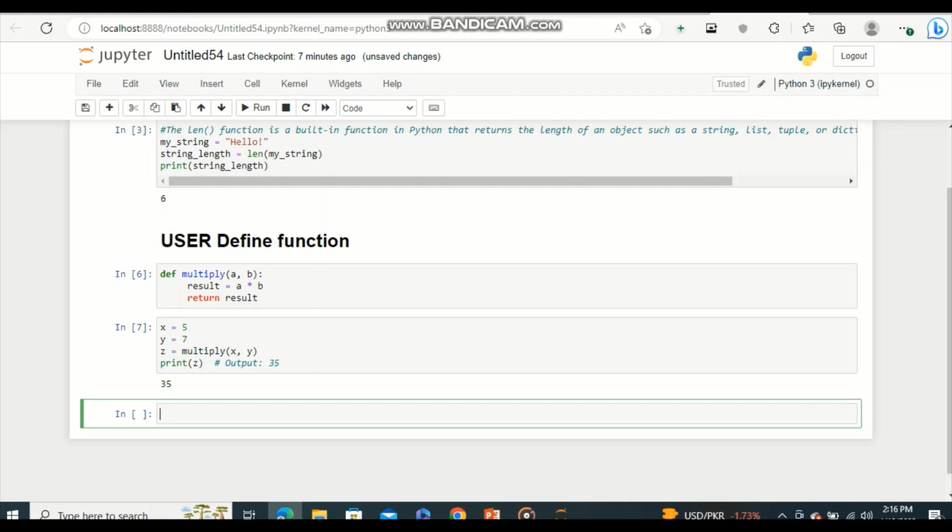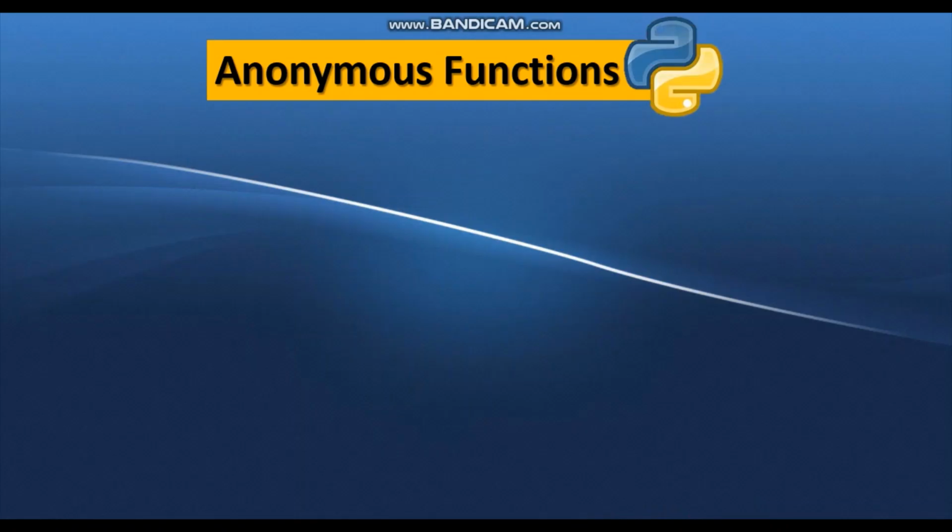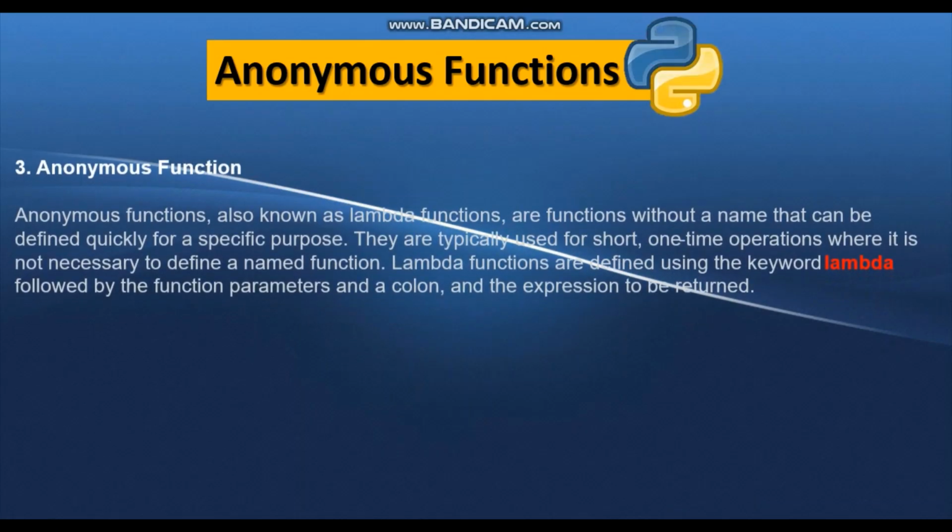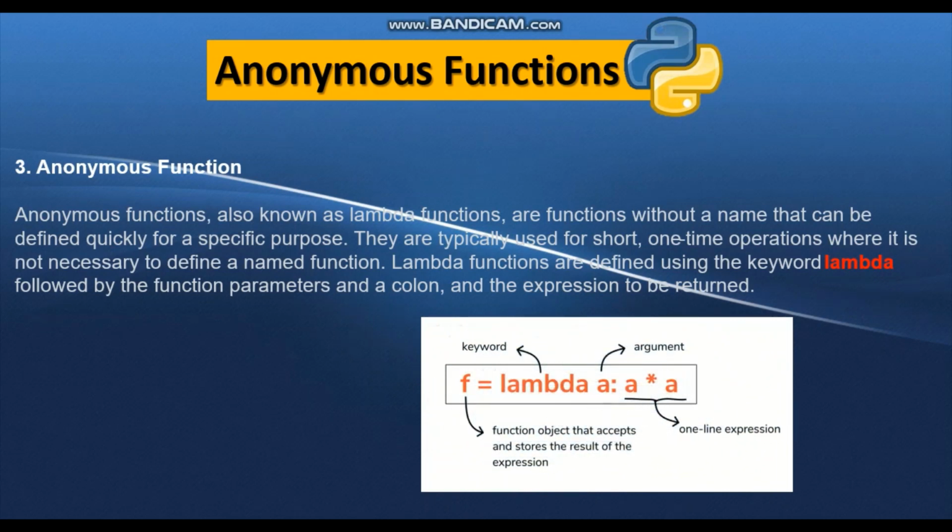Now move on to the other type of function, anonymous or lambda functions. Anonymous functions, also known as lambda functions, are functions without a name that can be defined quickly for a specific purpose. They are typically used for short, one-time operations where it is not necessary to define a named function. Lambda functions are defined using the keyword lambda followed by the function parameters and a colon, and the expression to be returned. For understanding, let's implement it in Python.